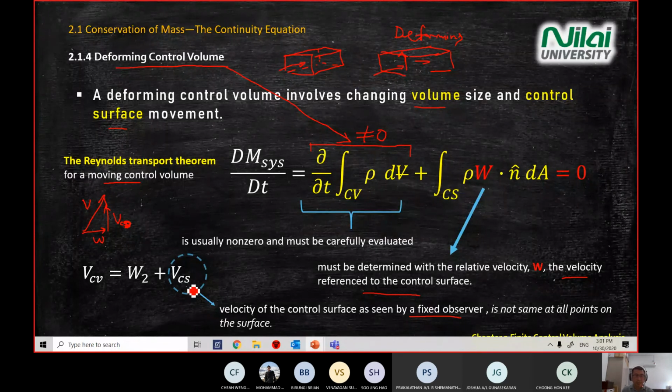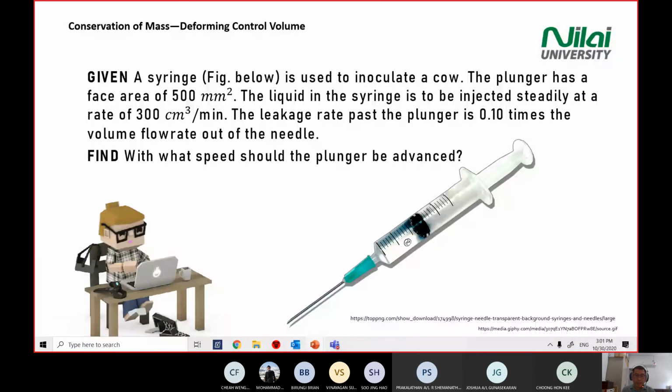Anyway, you will see this, you understand more when you come to the example later on. Okay, we look at one example. This is question 15. So you have a syringe here, and this plunger has a certain face area. In this case, be careful on the unit.